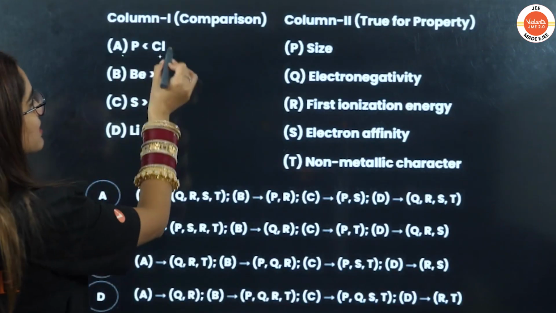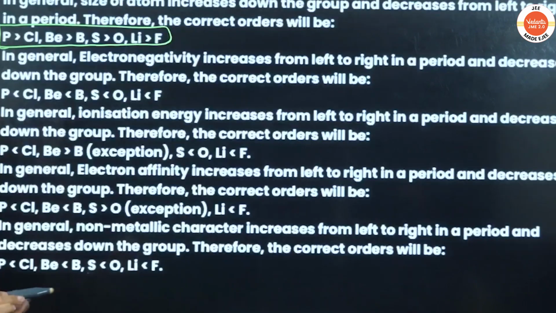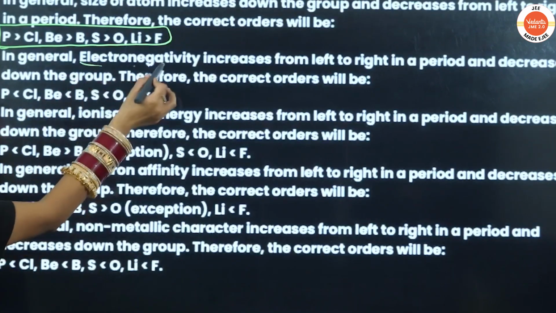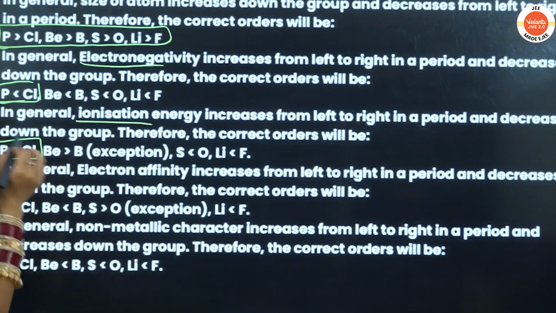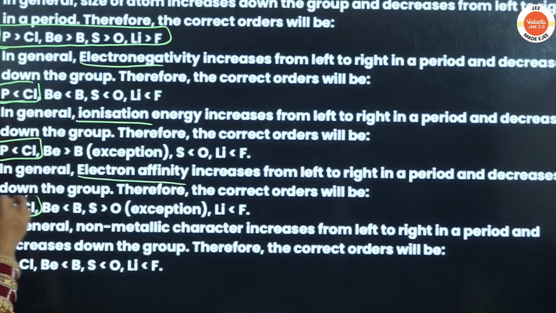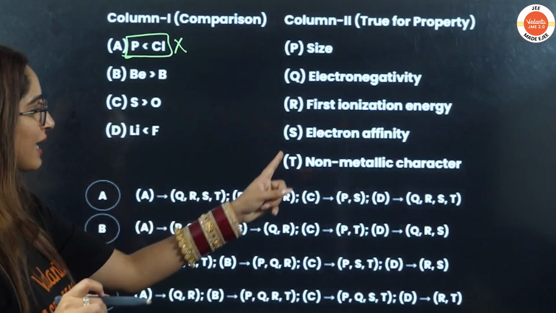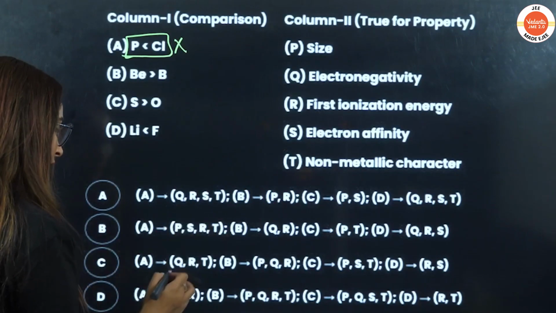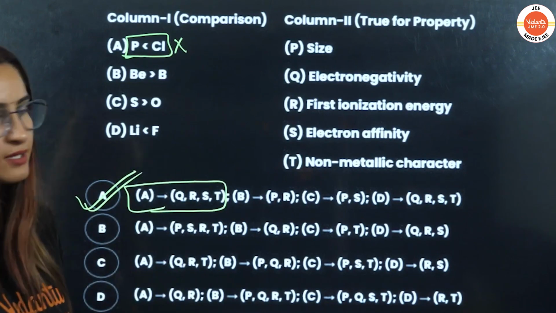Here we have P is less than Cl, so this is not falling. But all the other properties are correct. If you talk about electronegativity, chlorine is greater. If you talk about ionization, chlorine is greater. Electron affinity, chlorine is greater. Non-metallic character, chlorine is greater. So for A, Q, R, S, T are the correct. From there only you will get the answer A as the correct answer.